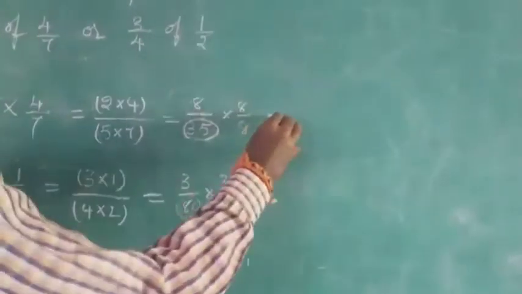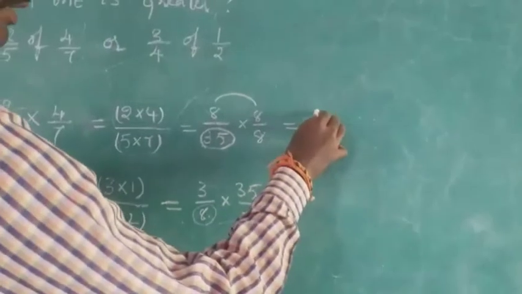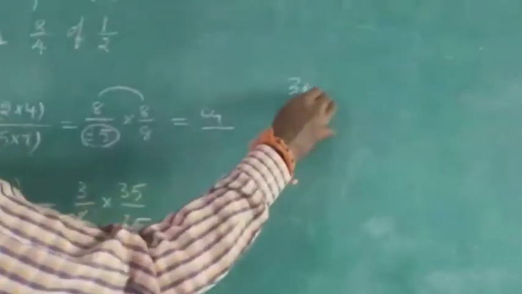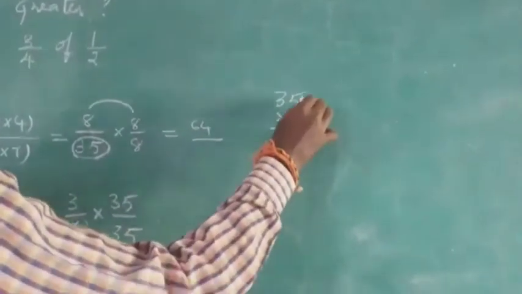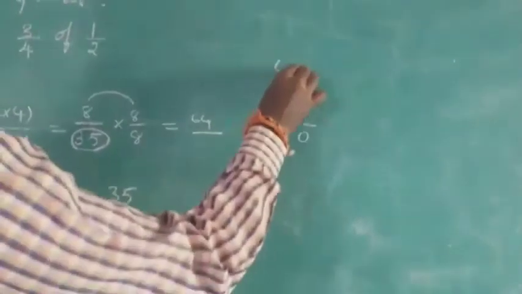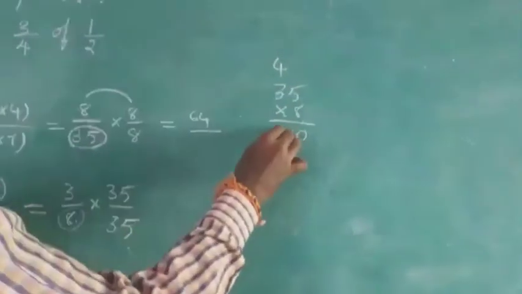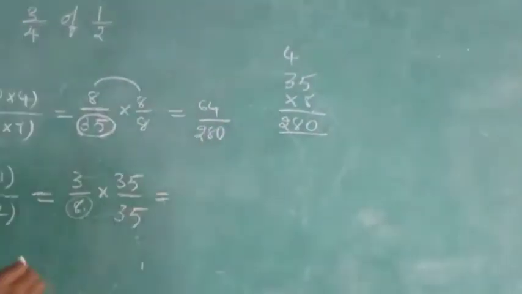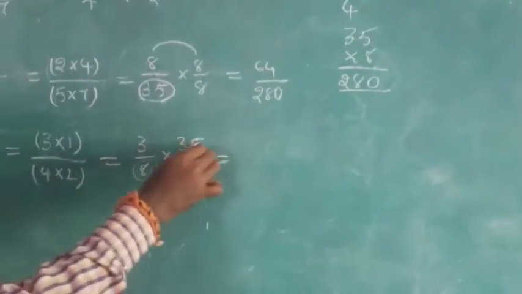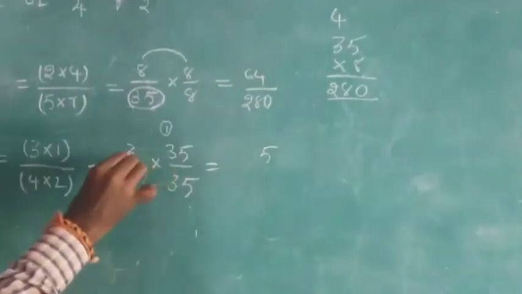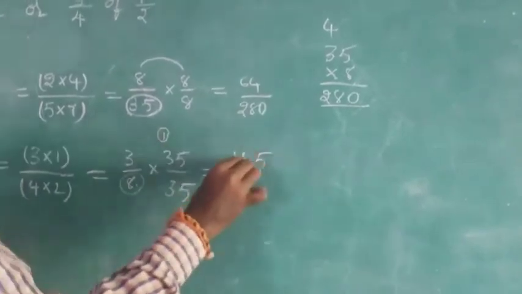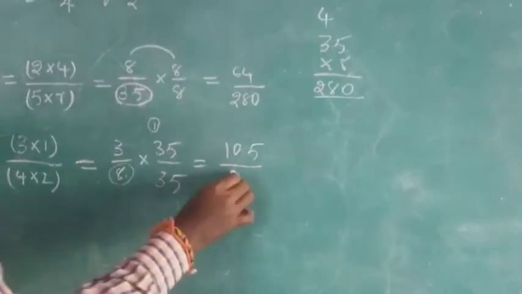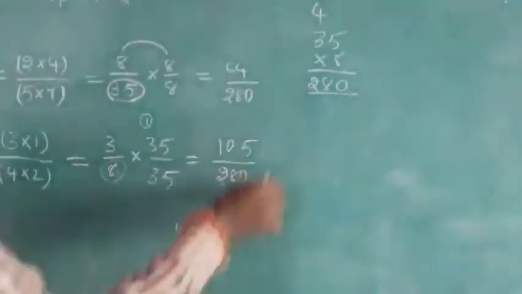Concentrate on it. 8 into 8, 64. 35 8s are, if you don't know, let's multiply. 35 into 8. 8 5s are 40. 8 3s are 24 plus 4, 28. So 280. Therefore, 3 into 35, 3 5s are 15, 1 carry. 3 3s are 9, 9 plus 1, 10. We already completed our multiplication. 8 into 35, 280.